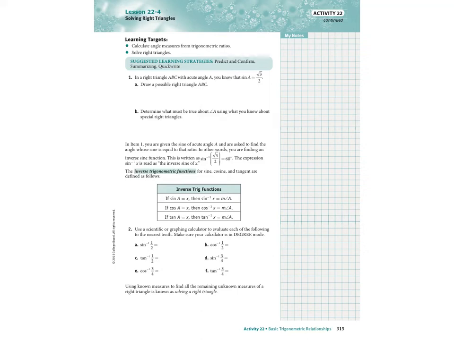Hi everyone, this is Miss Graham, and today we are going to be looking at lesson 22-4, solving right triangles. So we're essentially taking everything that we have learned in activity 22 and putting it together. Go ahead and pull out pages 315 and 316.